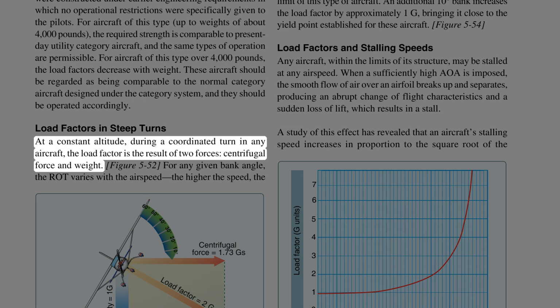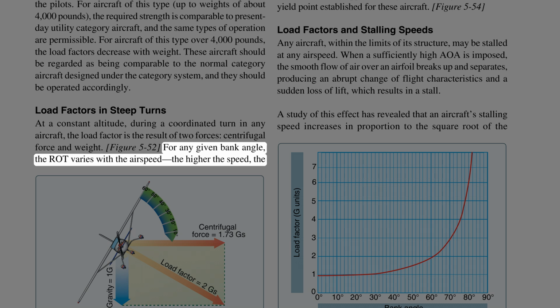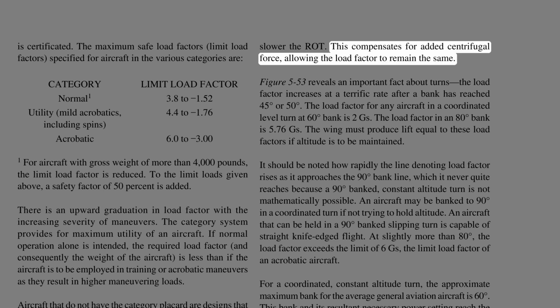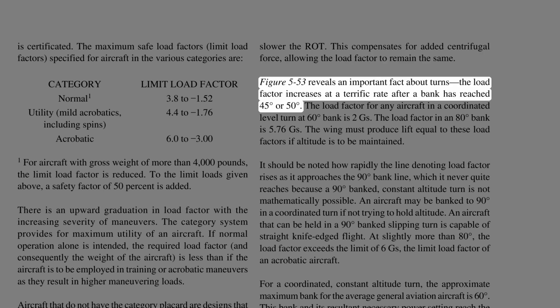At a constant altitude, during a coordinated turn in any aircraft, the load factor is the result of two forces: centrifugal force and weight. For any given bank angle, the rate of turn varies with the airspeed. The higher the speed, the slower the rate of turn. This compensates for added centrifugal force, allowing the load factor to remain the same. Figure 5-53 reveals an important fact about turns. The load factor increases at a terrific rate after a bank has reached 45 degrees or 50 degrees.